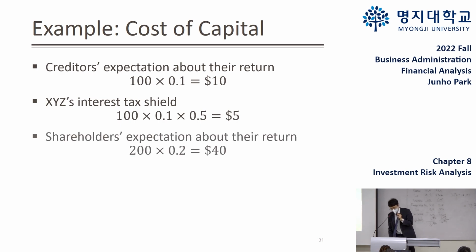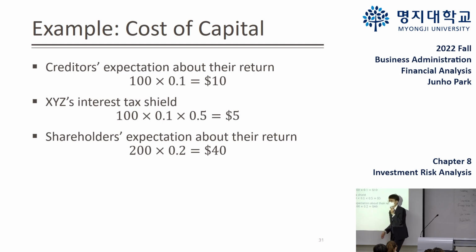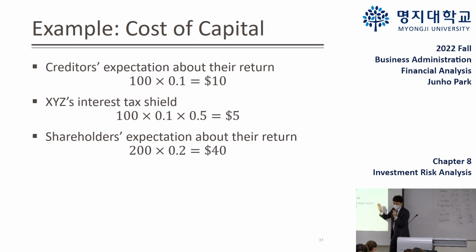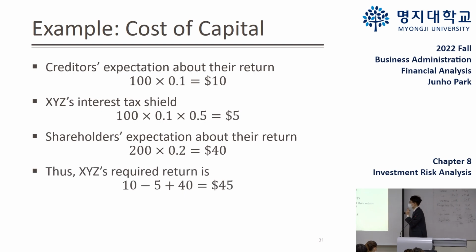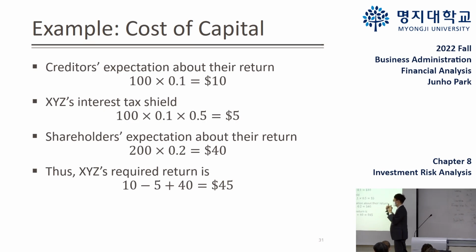And finally, you need to consider your shareholders, and shareholders are expecting 20% return, and their investment was $200. Therefore, they want to have at least $40 from their investment into this company. Overall, by summing these three things, we can say that the corporation XYZ needs to earn at least 10 minus 5 plus 40, which is $45.